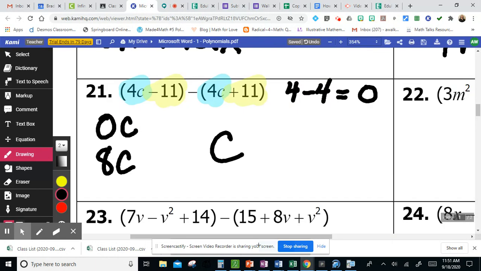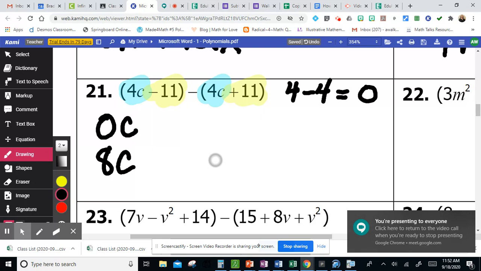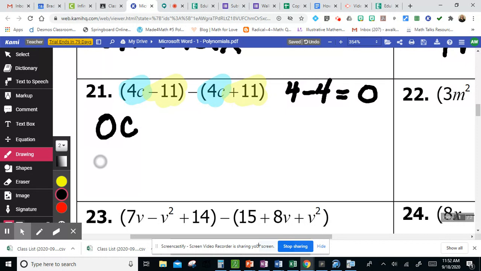So we can't have 0c. That's not a thing. It's just 0. But do we need to write the 0? No, we don't need to write the 0. So there's just no C term for your answer on this one. Every once in a while that'll happen. So basically these canceled each other out.